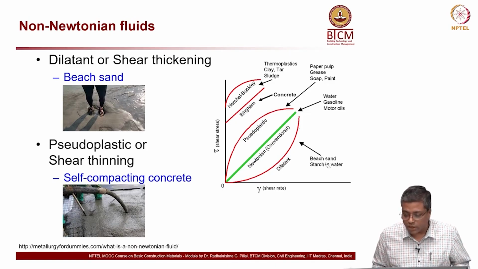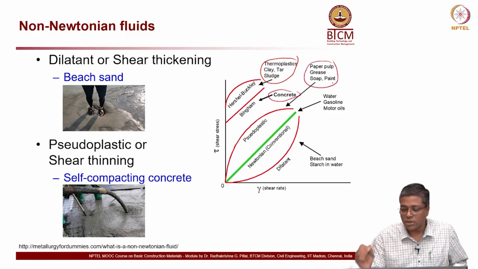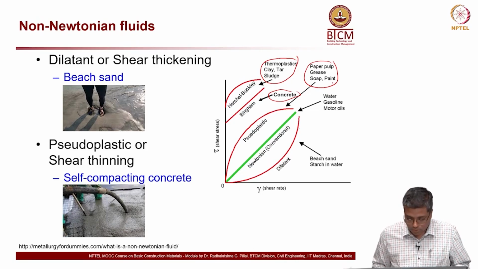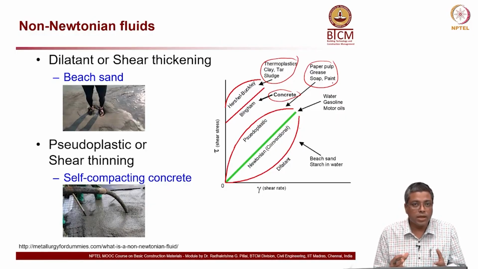So, we looked at two types of materials, and some more examples of pseudoplastic materials are thermoplastics, clay, tar, sludge, definitely concrete, paper pulp, grease, soap, all this. The point is, once the material starts moving, it becomes easier to move it further.